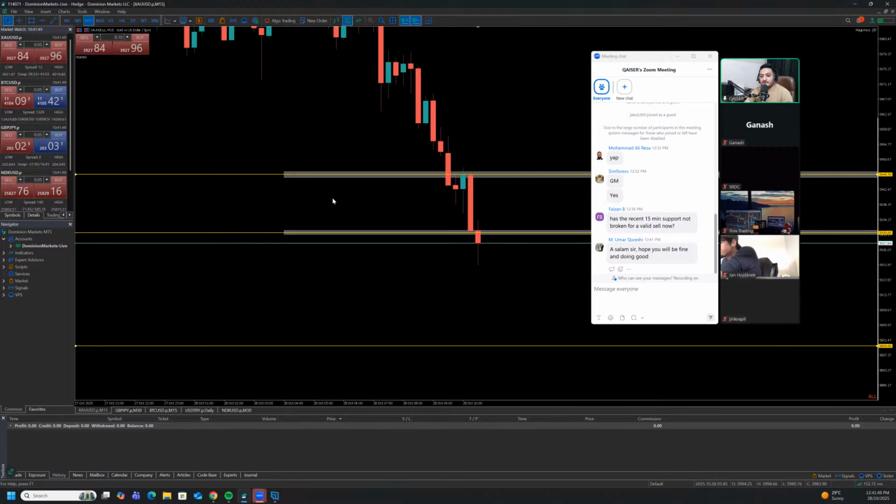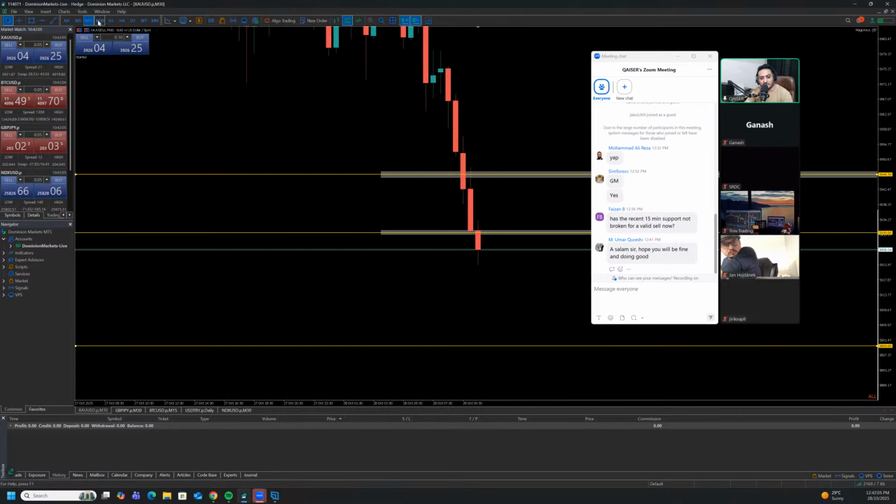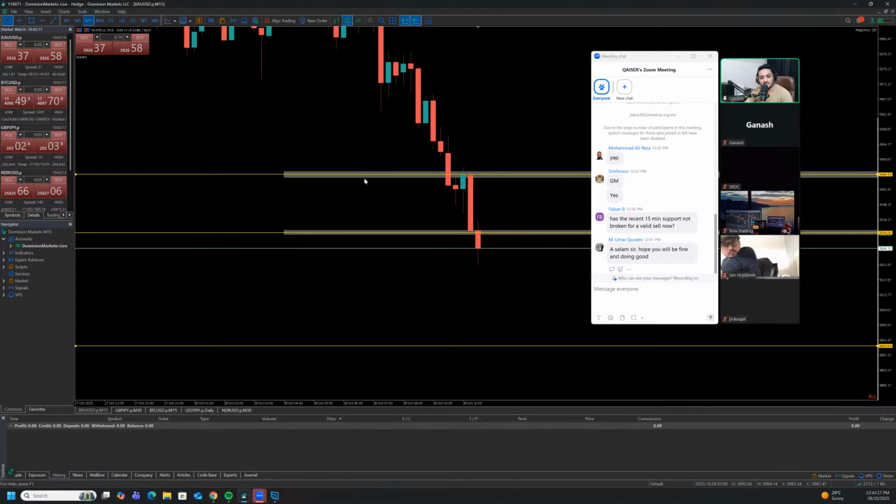Walaikum salam, hope you will be fine and good. Yeah, everything is perfectly fine, and we're waiting for this candle to be closed. There's 3 minutes left for the candle to close, and I hope we're going to get something here, a strong move. It's very important. One, two, three, four, fifth candle. It's the fifth candle of the M30 time frame. It's continuously pushing to the downside.